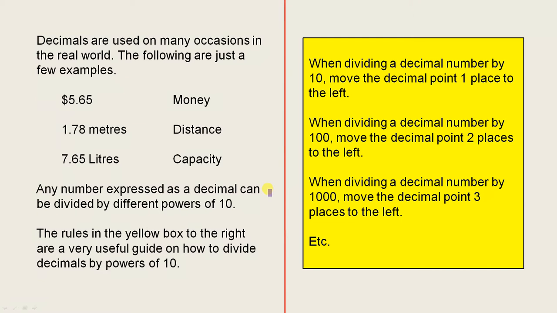Any number expressed as a decimal can be divided by different powers of 10. The rules in the yellow box to the right are a very useful guide on how to divide decimals by powers of 10. When dividing a decimal number by 10, move the decimal point one place to the left. When dividing a decimal number by 100, move the decimal point two places to the left. When dividing a decimal number by 1000, move the decimal point three places to the left, etc.